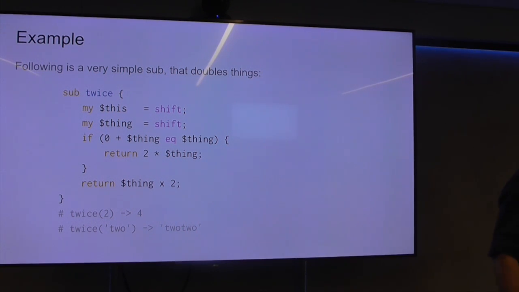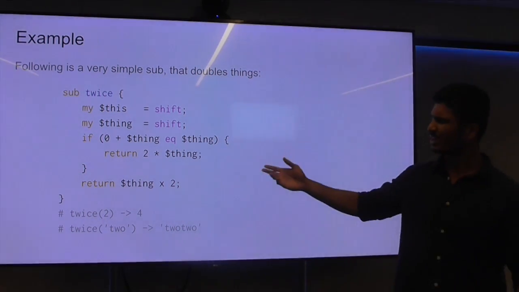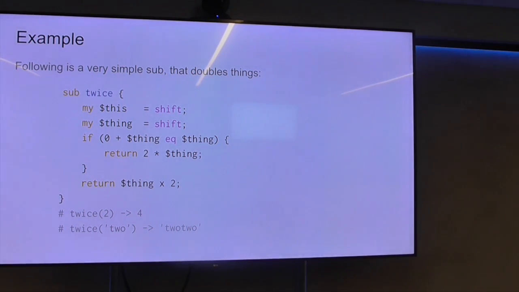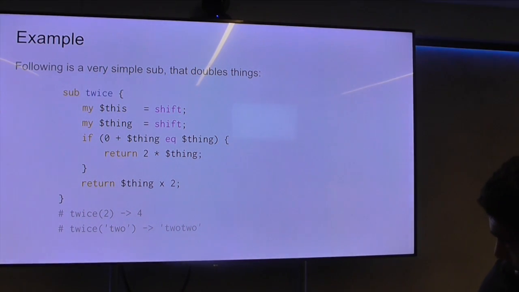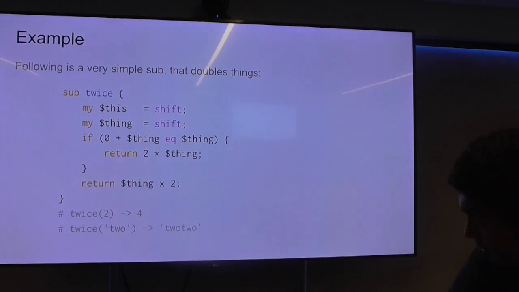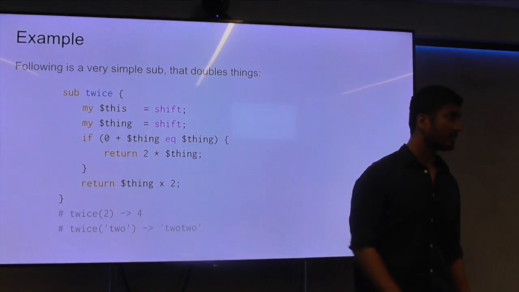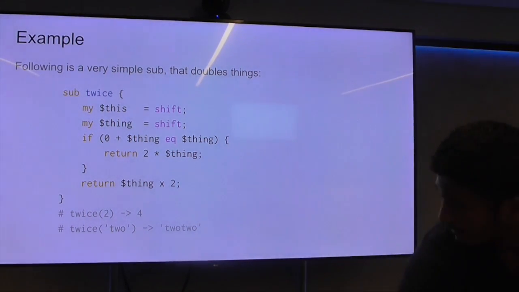In Perl, basically, you can treat the first argument as a string as well as a number, and depending on what operation you do on it, Perl will coerce it into the right value. So as you can see, twice of 2 is the number 4, twice of the string 2 is 2 concatenated to itself.